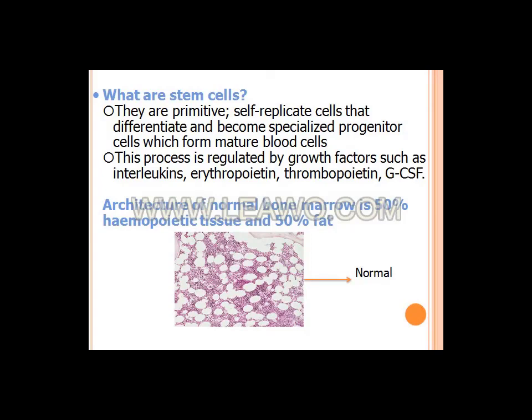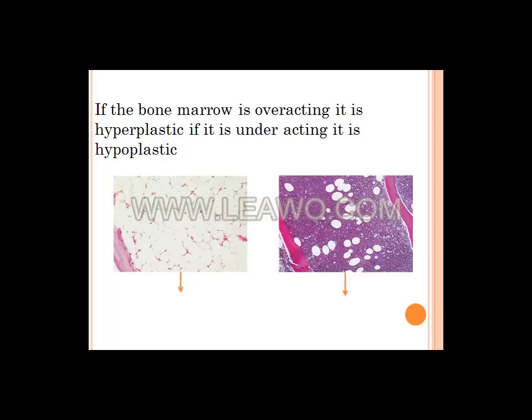The normal architecture of bone marrow is 50% hematopoietic tissue and 50% fat. Now, if the bone marrow is overacting, it is hyperplastic. If it is underacting, it is hypoplastic bone marrow.